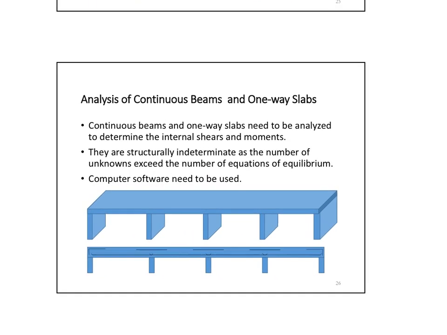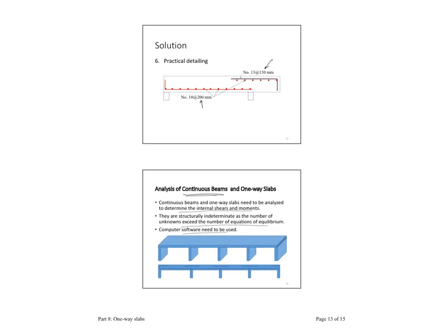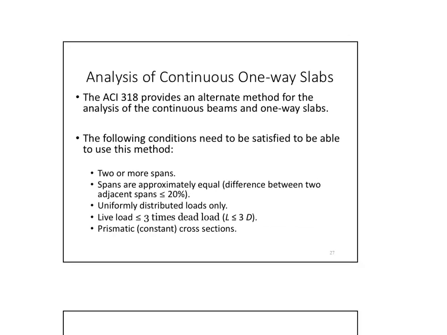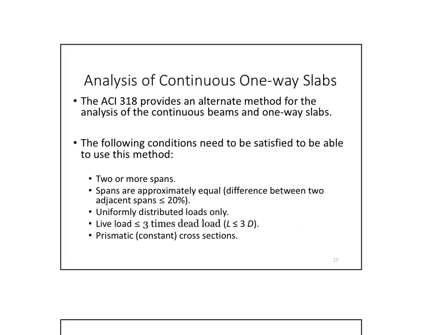Now, talking about the continuous beams, there was an alternate analysis method that we talked about, and we said we will explain this. It is a method that is introduced by ACI, approved by ACI to be used. Now, continuous beams and one-way slabs need to be analyzed to determine the internal shears and moments. They are structurally indeterminate as the number of unknowns exceed the number of equations. Computer software is needed, but alternatively, we can use the alternate analysis method.